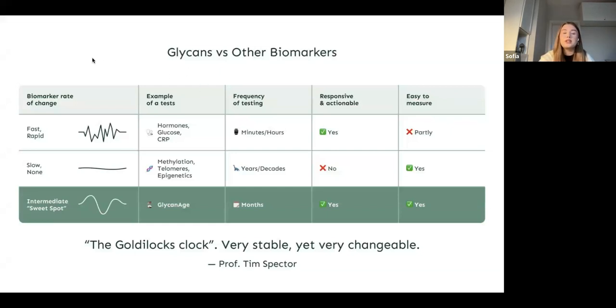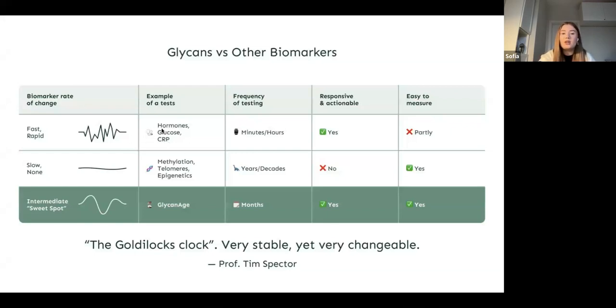Okay, so let's continue. We get asked very often, what's the difference between glycans and other biomarkers? Why should I use glycans? Why can't I just use high sensitivity CRP? Why should I use glycans and not epigenetics? Those are very valid questions, so maybe it will get a bit more clear after we discuss this.